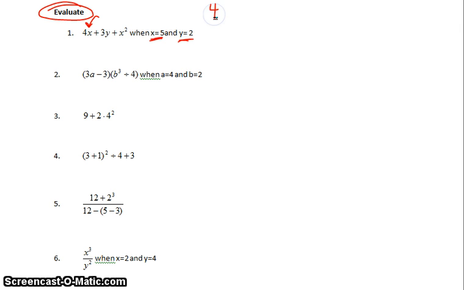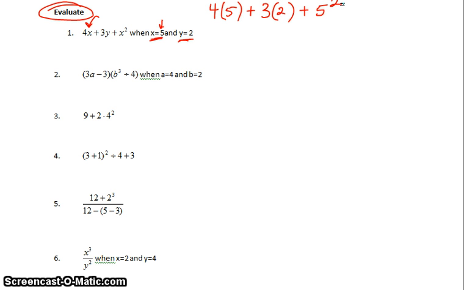We're going to sub in the values for x. The value for x is 5, so anywhere we see x, we're going to put 5. If it's 4x, that means 4 times 5. That's why I write it like this. Then 3 times y, and y is 2. And then x squared, which is 5 squared.